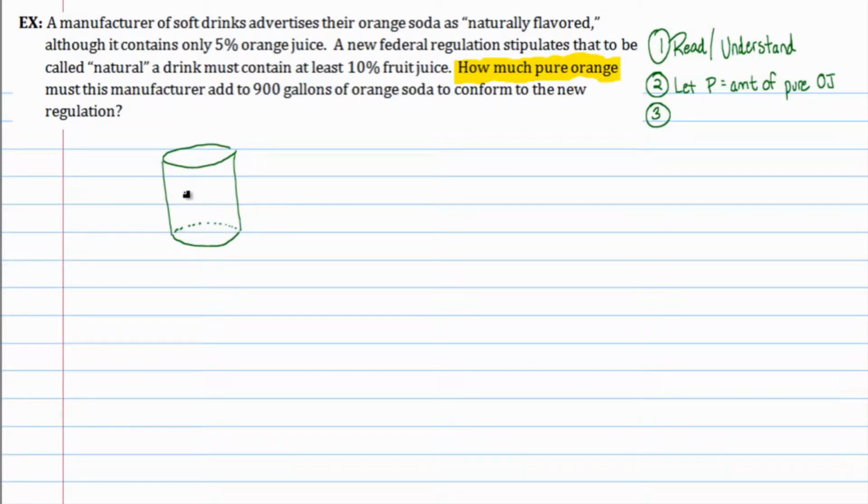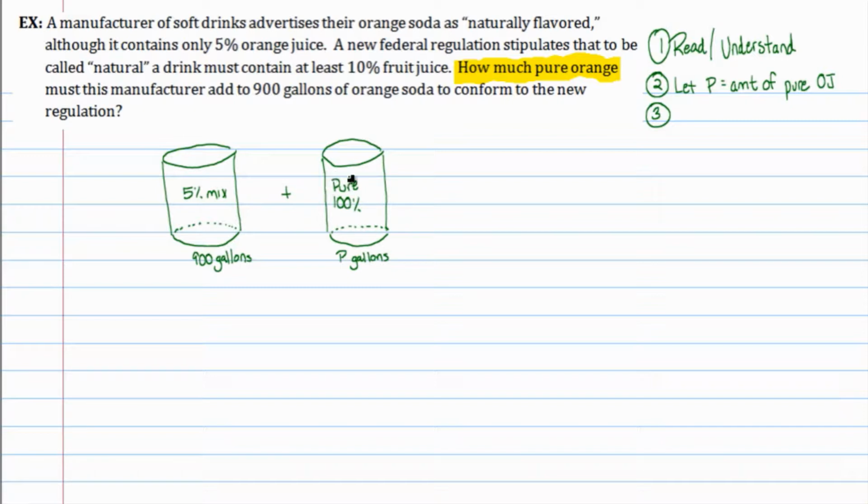This is currently a 5% mix, and they have 900 gallons of it. You can think of how this would be labeled when you walk in. You see this big vat, it says 900 gallons and it's 5% mix. And to that, they're going to mix in a certain amount of pure orange juice. So this is pure. And by the way, pure orange juice is not mixed. It's 100% pure. And we just don't know how many gallons of that. We have P gallons of this that we're going to mix in there. We have no idea how many gallons that is, though.